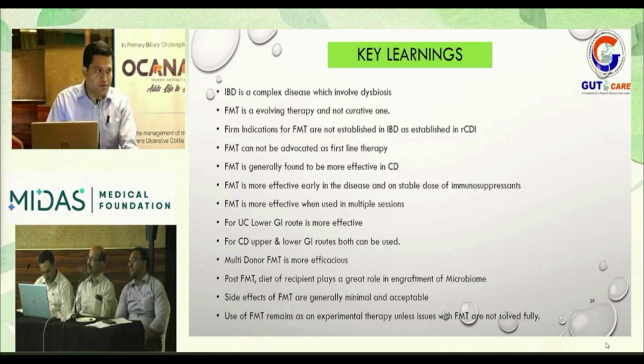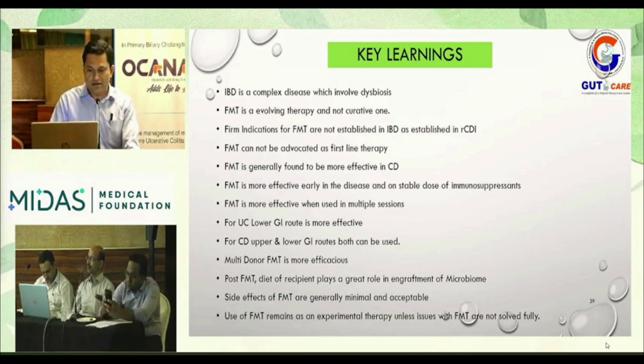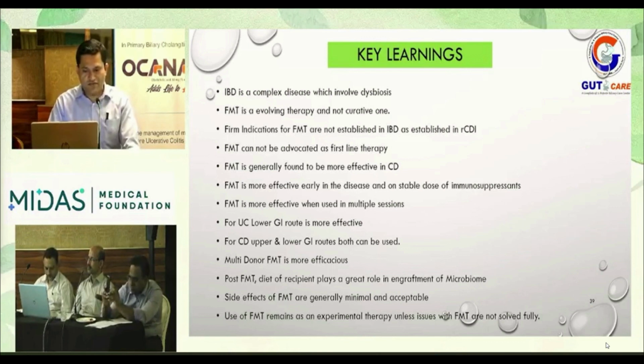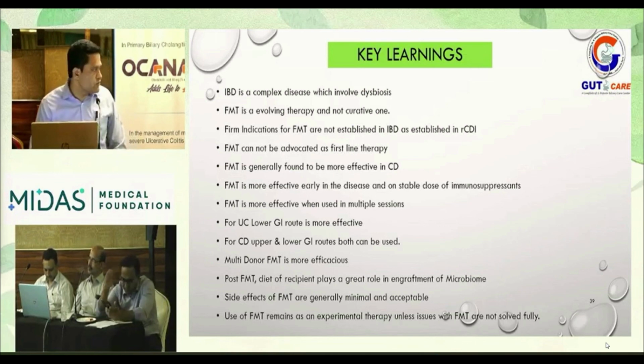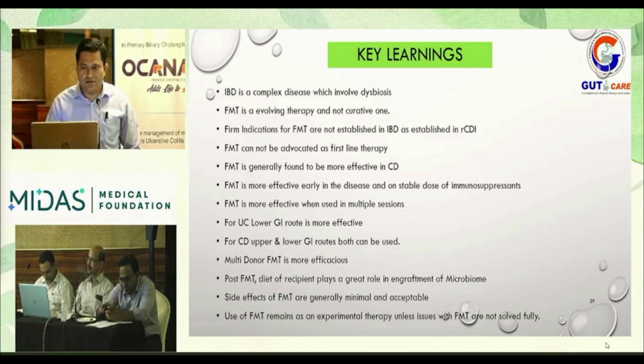So the key learnings are, IBD is a complex disease which involves dysbiosis. FMT is an evolving therapy and not a curative one. Firm indications for FMT in IBD are not established as those established in RCDA. FMT cannot be advocated as first line therapy. It is generally found to be more efficacious in CD. It is more effective in early disease and on stable doses of immunosuppressants. More effective when given in multiple sessions. More effective when multiple donors are used.